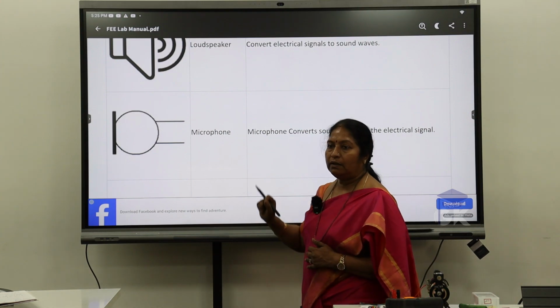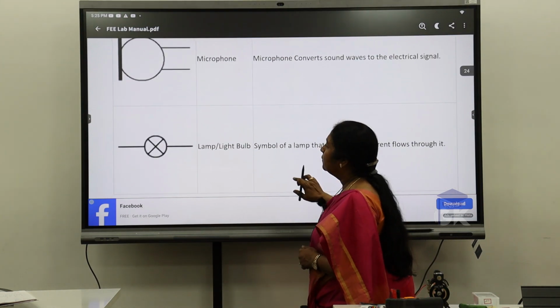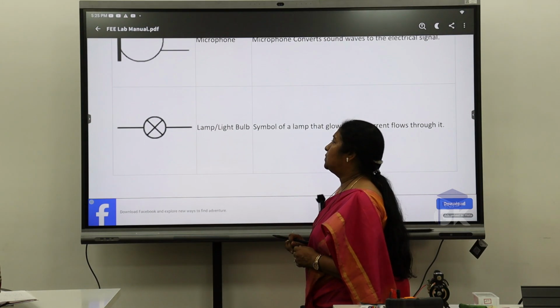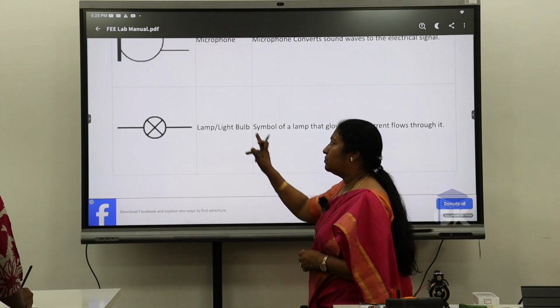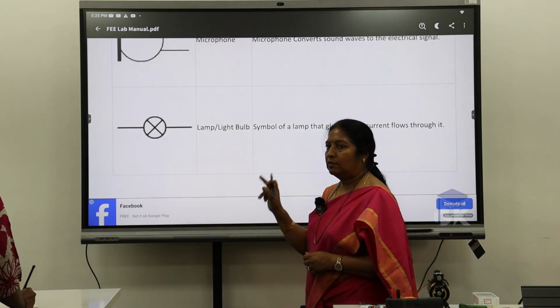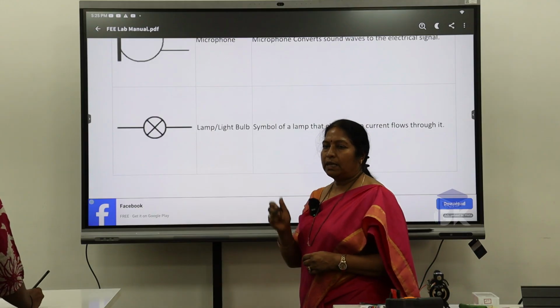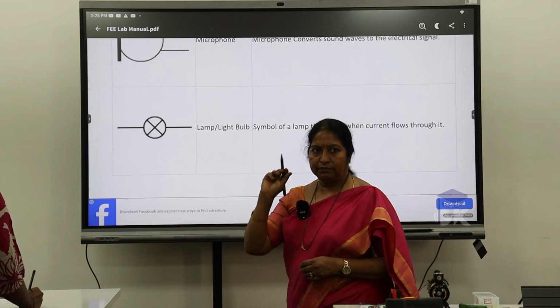This is a symbol for a microwave. So sometimes we represent this lamp as a circle with a cross mark. Sometimes we represent it with a bulb.